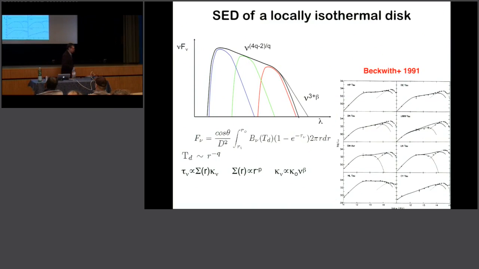Okay, let's go back to the classical isothermal disks. What can we learn from these spectral energy distributions? As I said, this is connected with the temperature profile. So if you fit these spectral energy distributions with this simple approximation, then essentially you derive a temperature profile in the disk. And this is one of the first things that was done with the observations of the disks. This is an example of this type of fit on a set of T Tauri disks in Taurus in 1991.